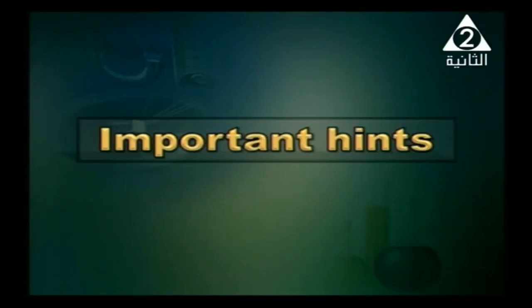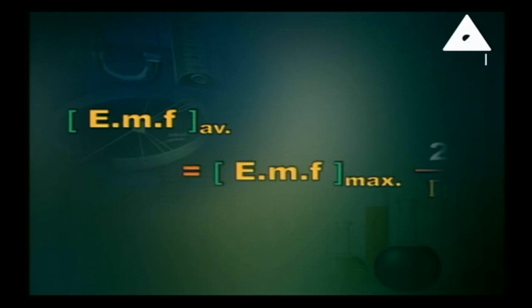We've got something important to mention. We've got important hints. Average EMF. What about the average EMF induced in the coil of the dynamo? Actually, it is equal to the maximum EMF times 2 over pi. And how do we prove this? Okay, stay with me, please. This can be proved as follows.